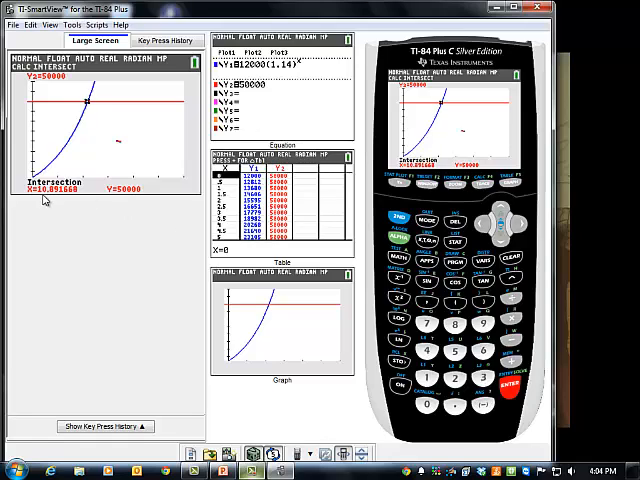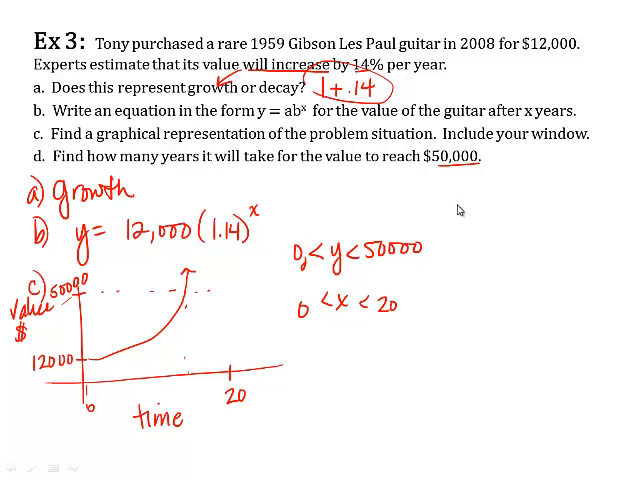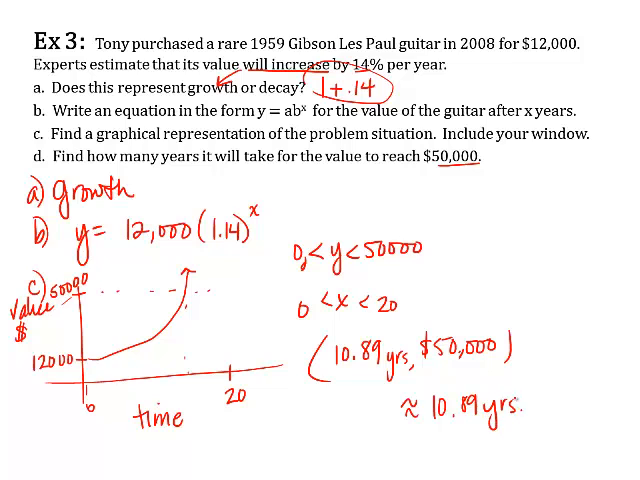So what does that tell me right there? Where x is 10.89. That's at 10.89 years that the value of the guitar is going to go up to $50,000. Okay, 10.89. So at 10.89 years, this thing is going up to $50,000. All right, so then my answer would be at approximately 10.89 years. That's how long it takes, okay?